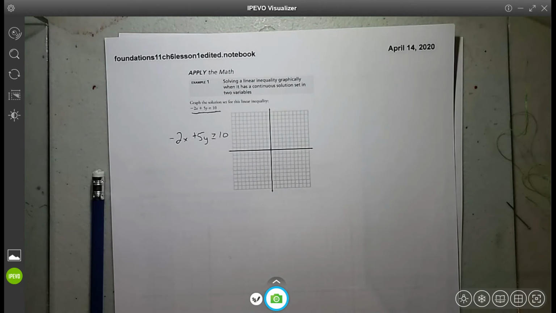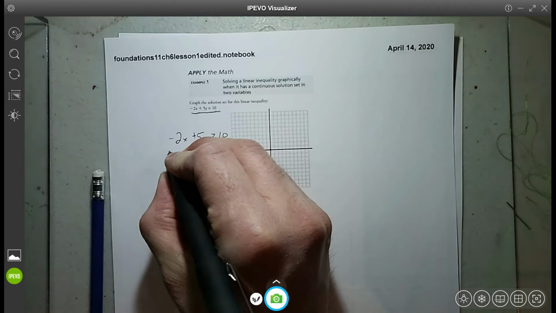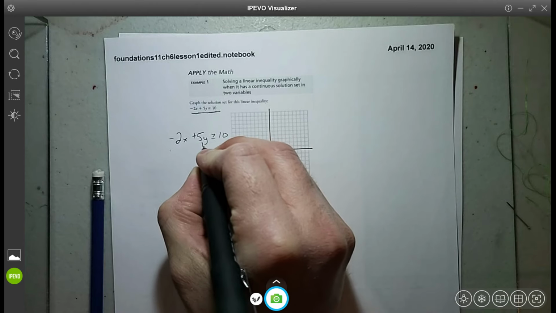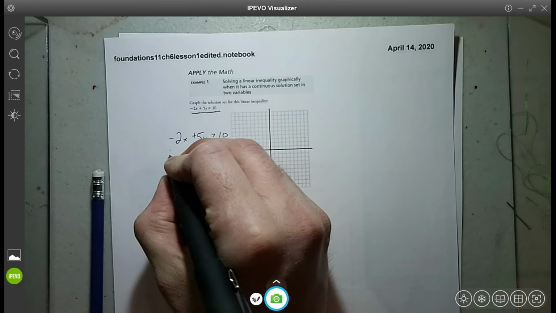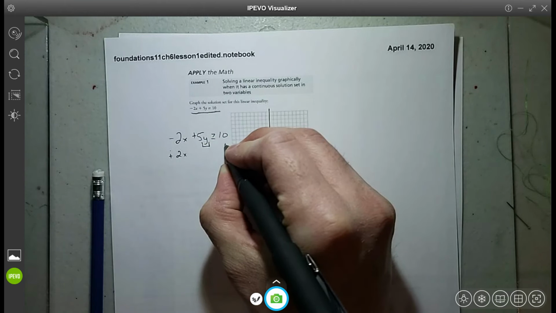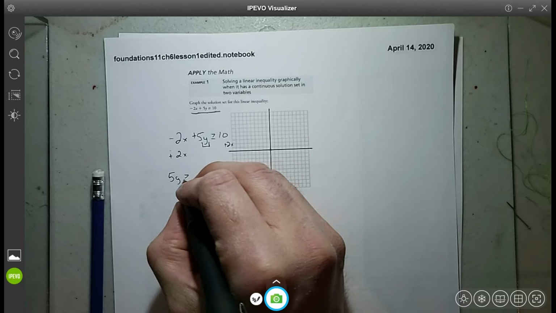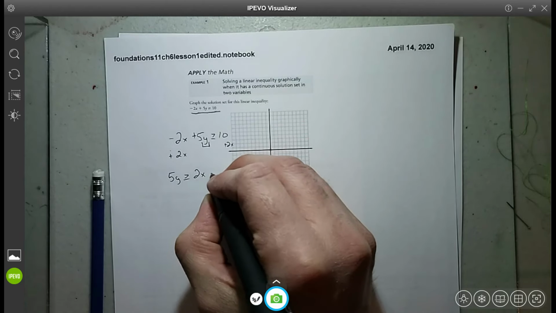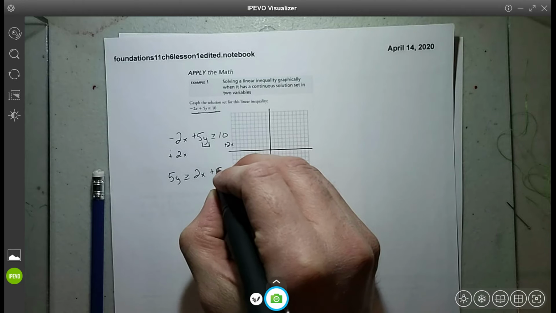Now, previously, if you wanted to graph this, you would convert what you're given into point slope form, and that's a really good idea. So let's start with that. So we want to isolate y, right? We want y all by itself. So we're going to add 2x to both sides. So we're left with 5y is greater than or equal to 2x plus 10.